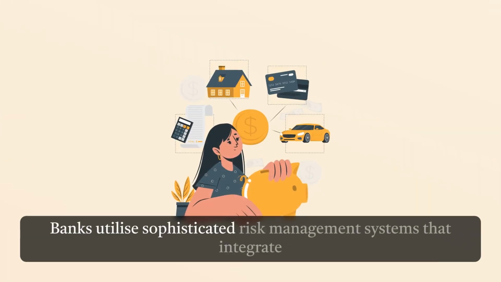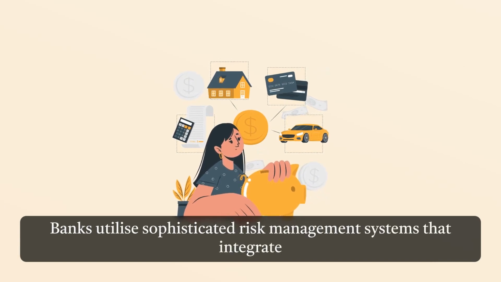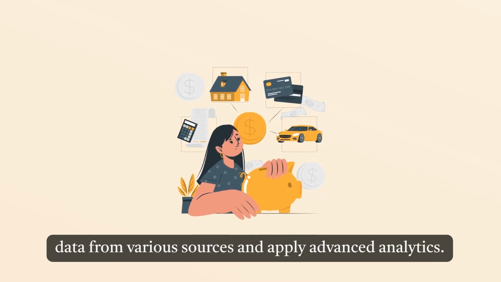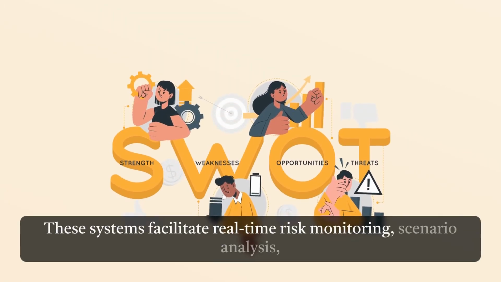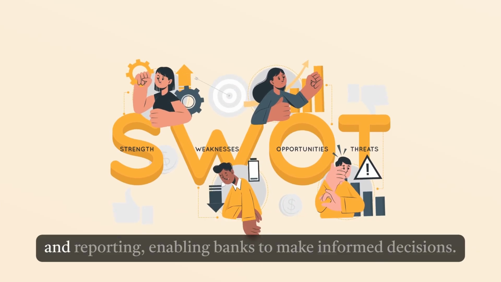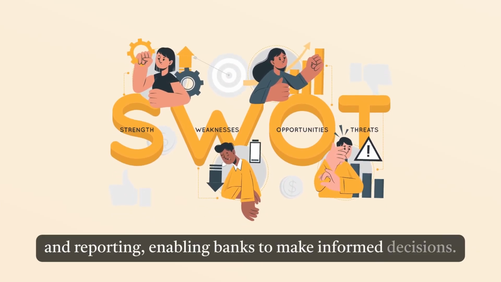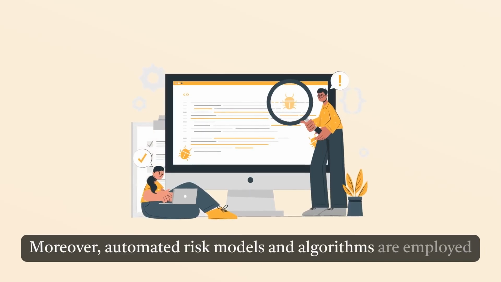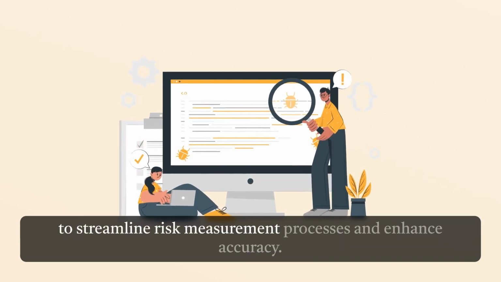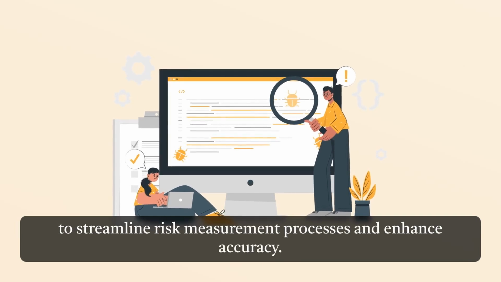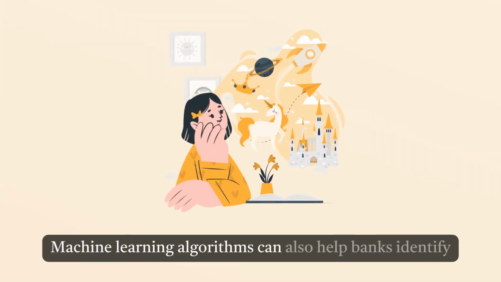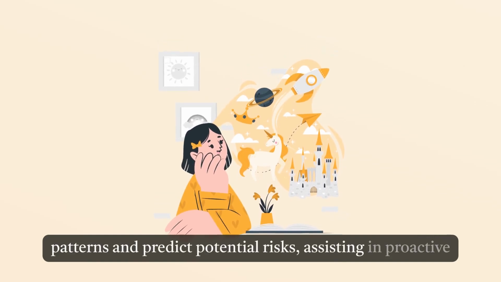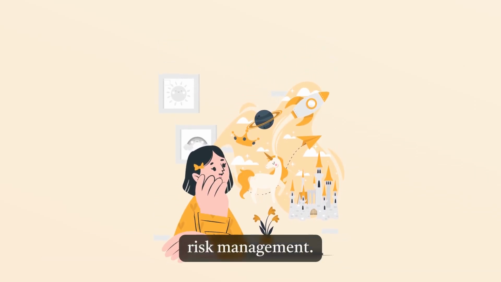Banks utilize sophisticated risk management systems that integrate data from various sources and apply advanced analytics. These systems facilitate real-time risk monitoring, scenario analysis, and reporting, enabling banks to make informed decisions. Moreover, automated risk models and algorithms are employed to streamline risk measurement processes and enhance accuracy. Machine learning algorithms can also help banks identify patterns and predict potential risks, assisting in proactive risk management.